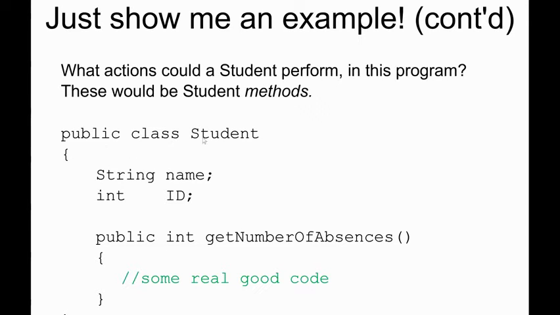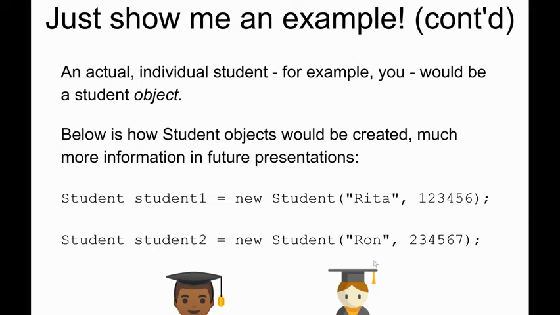So we already see that the class is defined as being called Student. It's got a String name and an integer for an ID. And then we have public int getNumberOfAbsences. Of course, we would need a variable to keep track of the number of absences, but we could define a method like this. So a student would be able to get its number of absences.